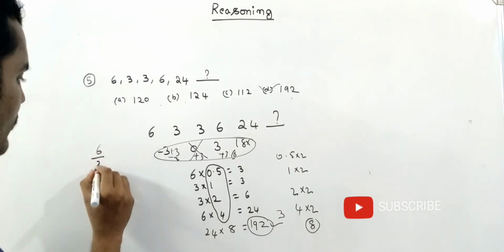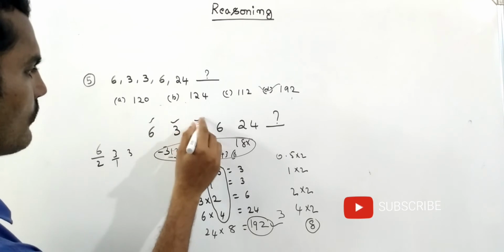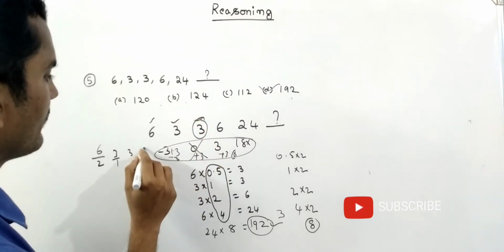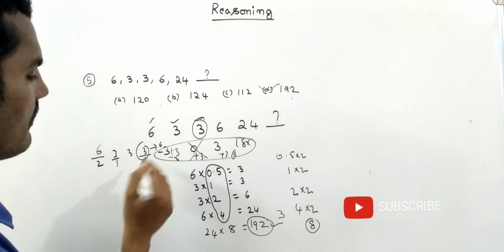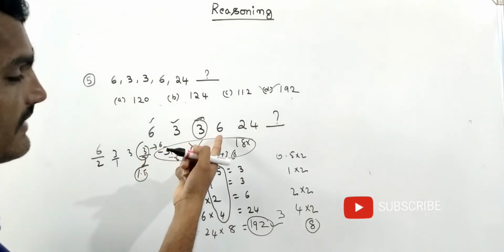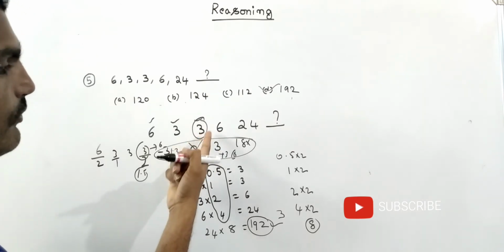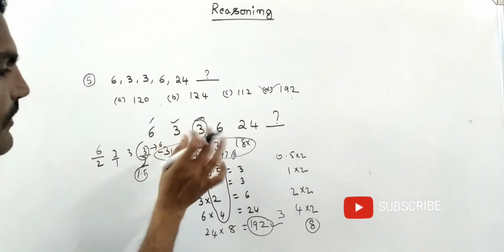See here, 6 by 2 is 3, okay. Then 3 by 1 is 3, okay. These two conditions are okay. But how will 3 become 6? If you go for 1, 3; go for 2, again 1.5. So 6 won't come from here. Division is also not correct. So multiplication is the only chance.